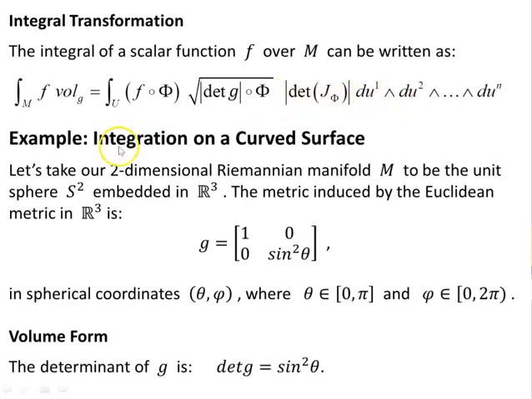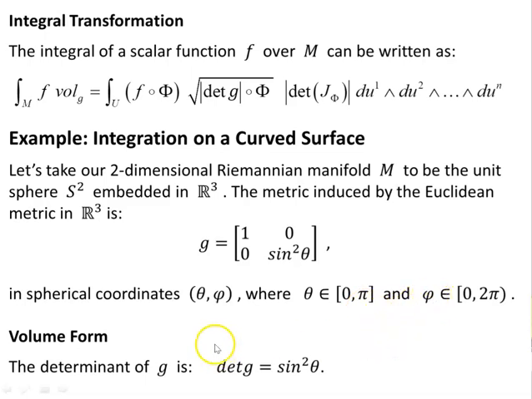So, an example: how about integration on a curved space? Let's take our two-dimensional Riemannian manifold M to be the unit sphere S2 embedded in R3. Now the metric induced by the Euclidean metric in R3 is this one: G is the matrix 1, 0, 0, sine squared theta, in spherical coordinates theta, phi, where theta is between 0 and pi, and phi is between 0 and 2 pi.